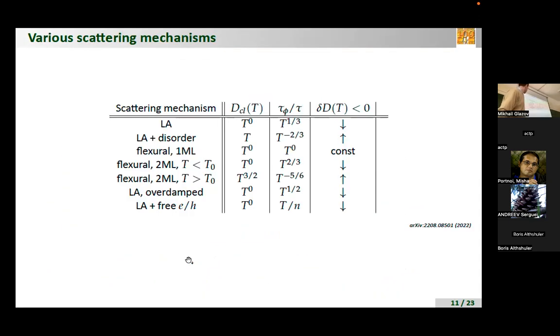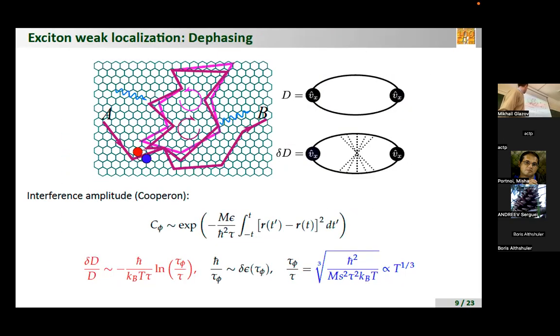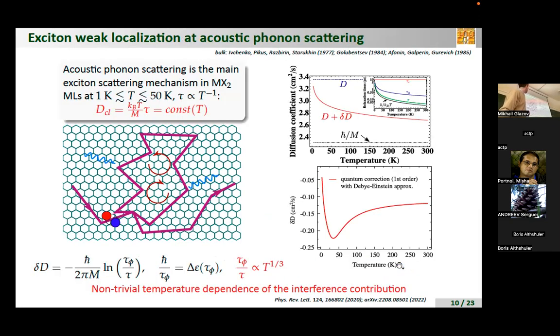Sorry? Of the phase relaxation time divided by the momentum relaxation time. And this logarithm increases with increasing the temperature. Then what you can expect? You can expect that the diffusion coefficient, total diffusion coefficient, will drop with increase of the temperature.